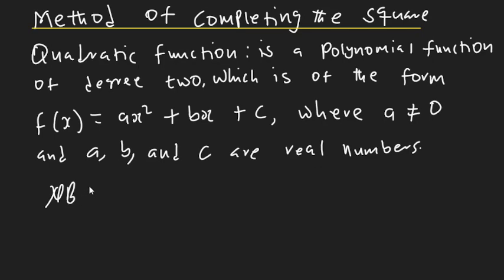Note, if a is equal to 0, the whole of this term tends to 0, and this will not give us the quadratic function. We have the general quadratic function, which is of the form ax squared plus bx plus c. We are going to complete the square for this function.